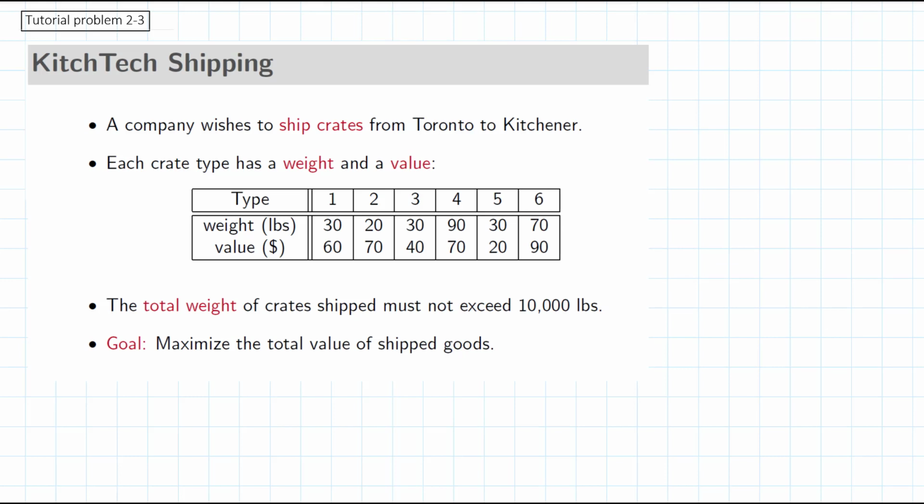Hello! We will look at a small modification to an example from the lectures. In Lecture 01C, we have a shipping example where there are 6 types of crates and we want to see how many of each type we want to ship. There was a total weight limit of 10,000 pounds.